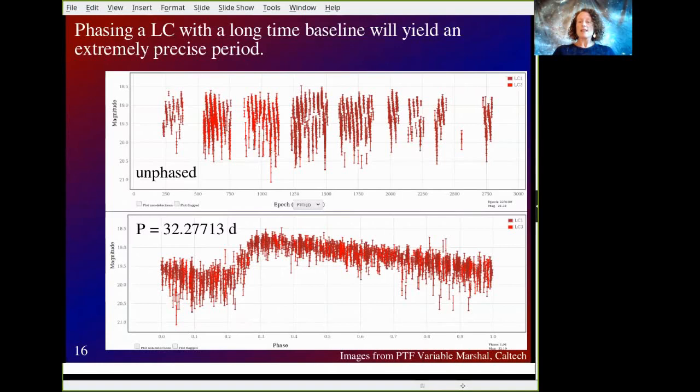This is for a Cepheid variable star with a period of 32.27713 days. And if it was not that precise, the phase light curve would not look so coherent and representative of a Cepheid. And so this is one of the big advantages of having a long time baseline of observations, as long as you have enough data points during that time baseline.